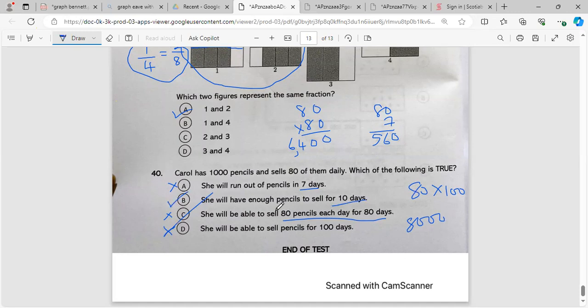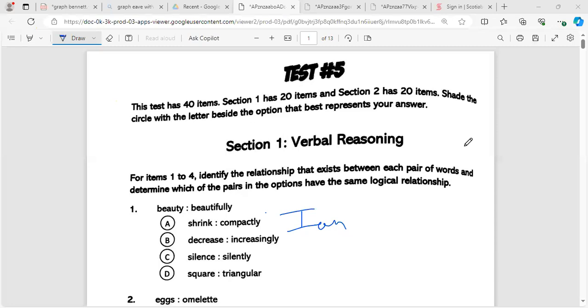Hold on, guys, let me pause it and go to the front. Hold on. You can go ahead now.